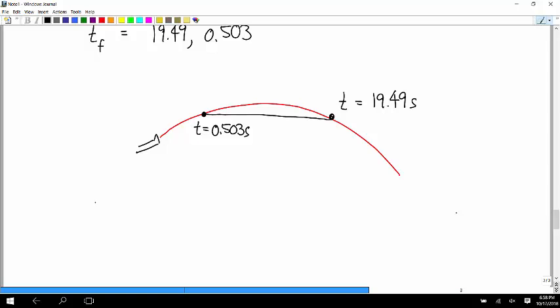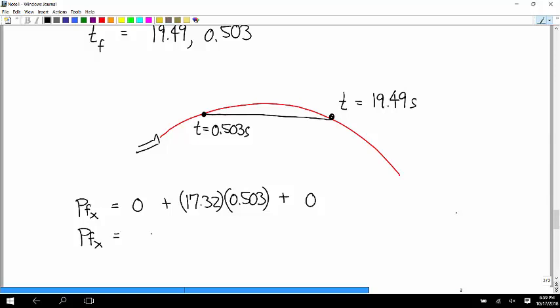Any other questions? Well, let's just finish. So PFX is equal to 0 plus 17.32. Let's say we're going to hit it on the way up, 0.503, plus AX is 0, so that goes away. PFX, and so the answer is about 8.66 meters. Right?